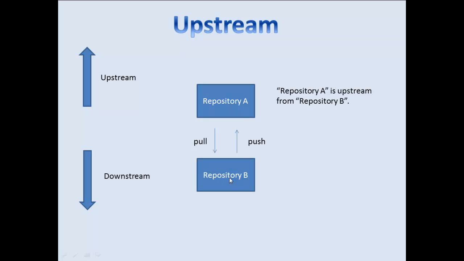Now, if we're taking things from the perspective of repository B, then we are pushing our changes upstream and pulling changes from downstream. So if we want the changes that we've made to repository B to go to repository A, we need to push them to repository A. If repository A has had some changes from some other developer, then we need to pull them into our repository.